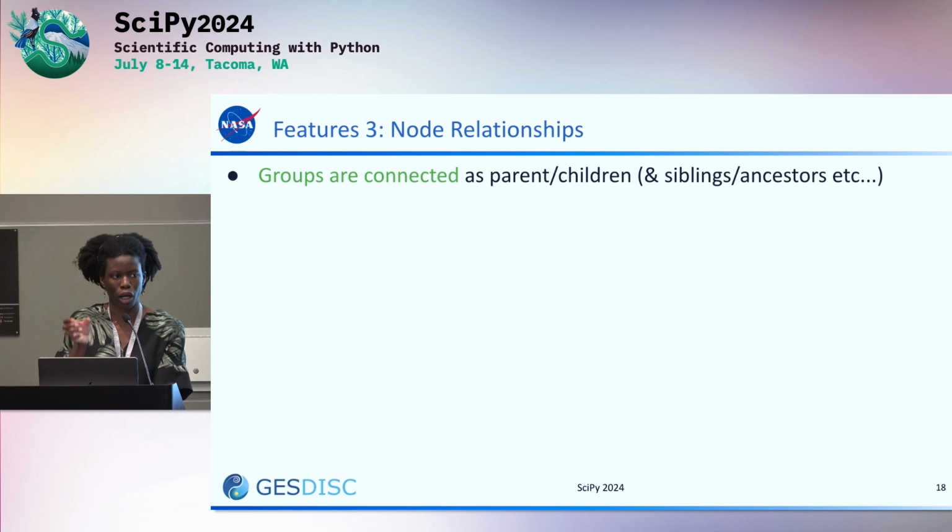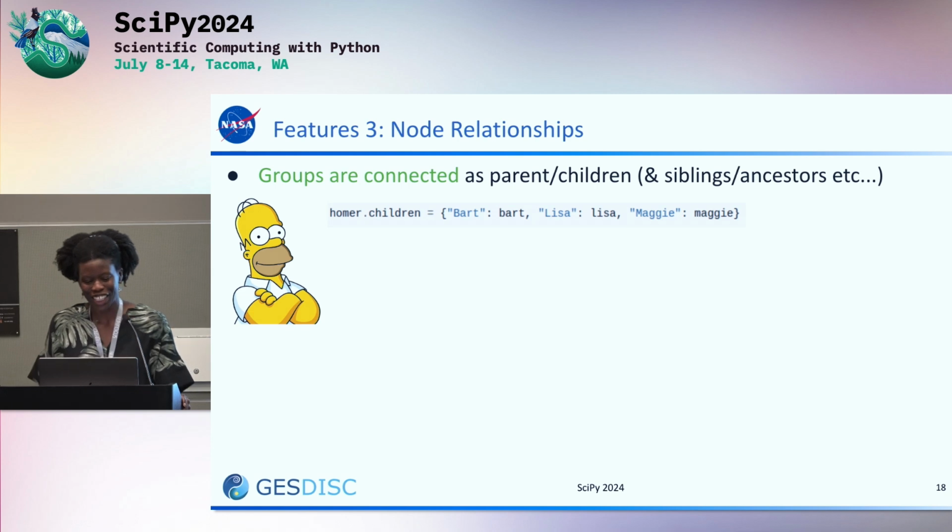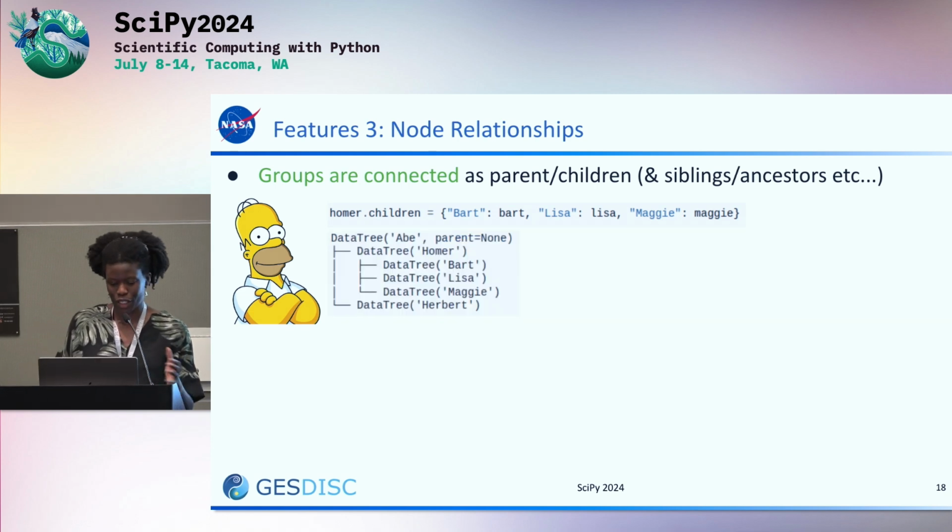The other cool thing is that it's a hierarchical tree, so it's a parent-child relationship. We're going to do a Simpsons reference. Abe is the data tree, and then you have Homer, and then all of the children are Bart, Lisa, and Maggie. Sorry, Marge, it's not a family tree. So it's a hierarchical tree: a parent can have multiple children, but a child can only have one parent.